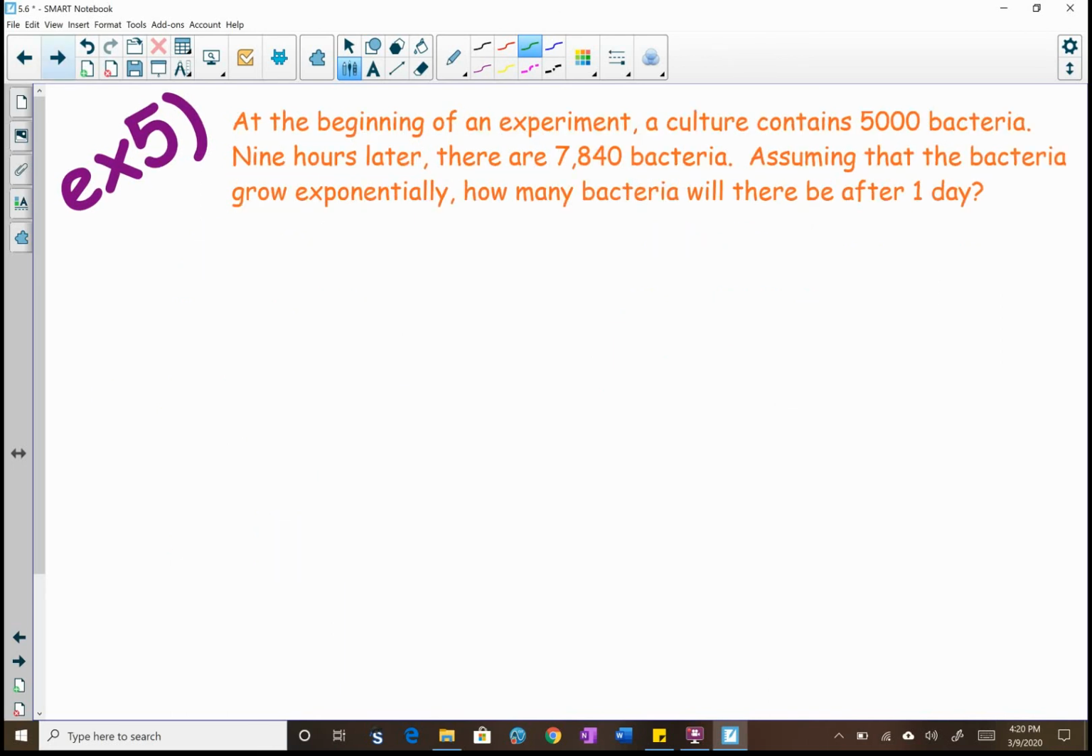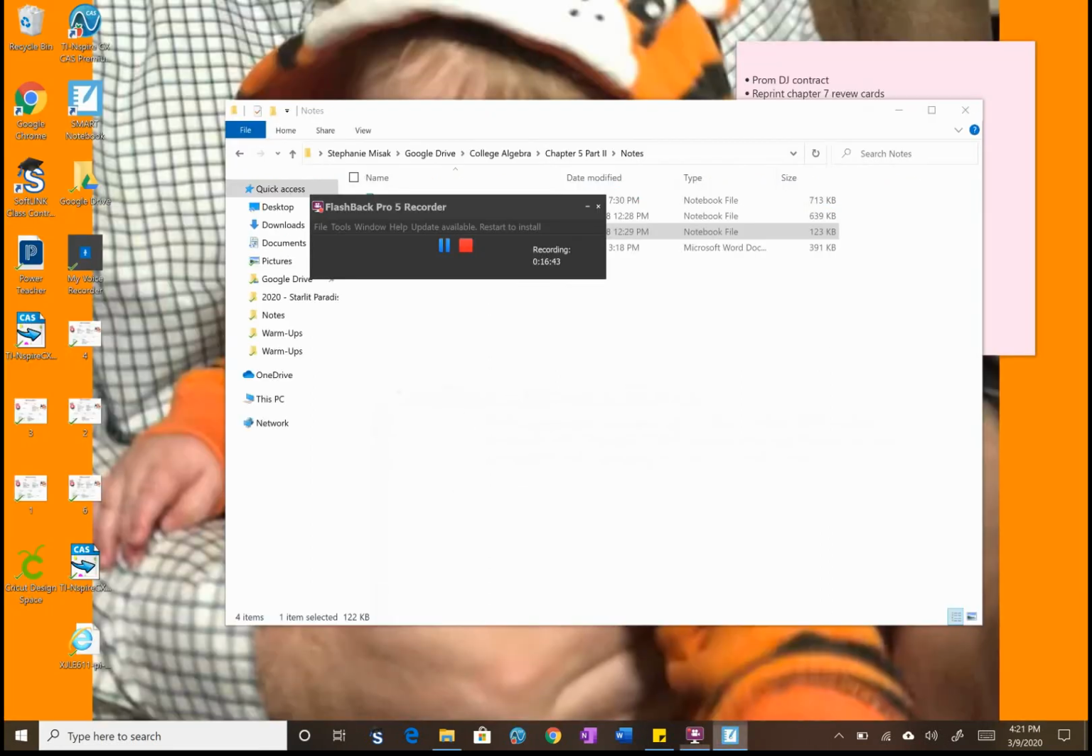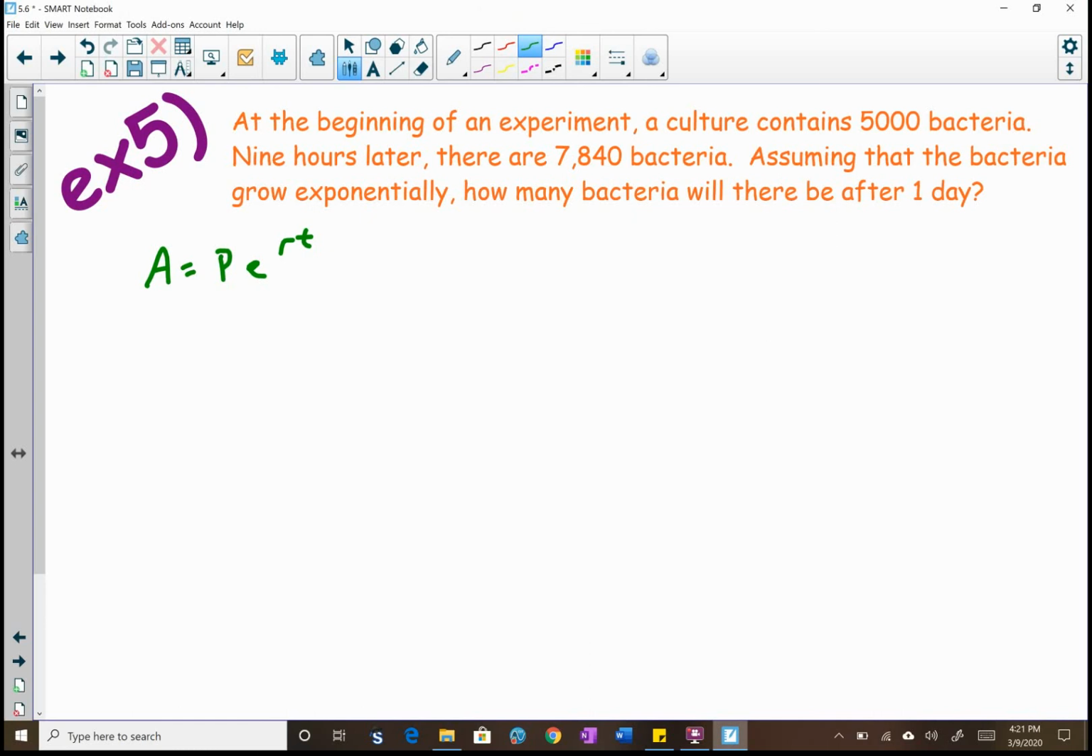A few more. In the beginning of an experiment, a culture contains 5,000 bacteria. 9 hours later, there are 7,840 bacteria. Assuming the bacteria grow exponentially, how many bacteria will there be after 1 day? Okay, it's a growth problem, so I know it's my PERT. Let's try it. I'm not told the rate, which means I need to use this random fact of 9 hours later to find the rate. Ignore the final question.